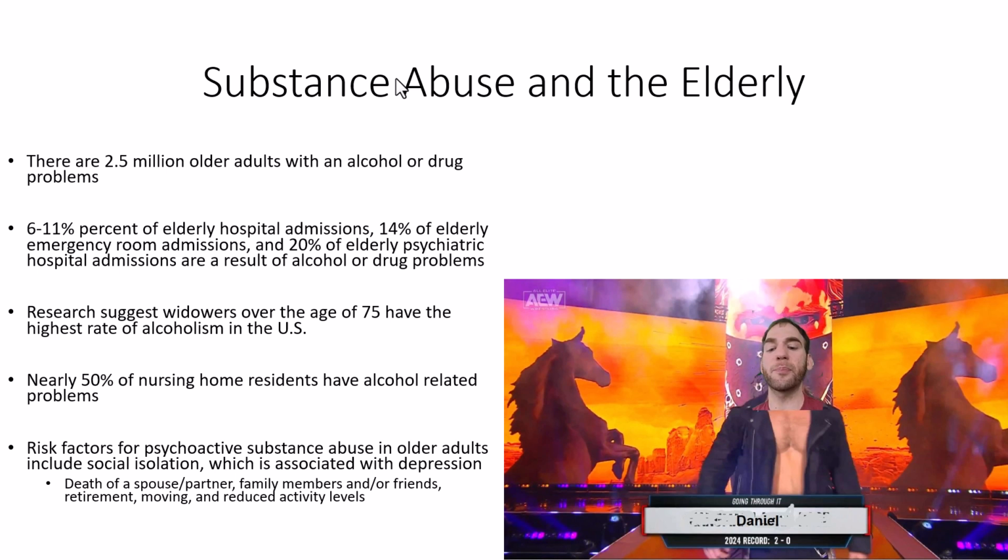Nearly 50% of nursing home residents have alcohol-related problems, according to some research. Risk factors for psychoactive substance abuse in elder adults include social isolation, which is associated with depression, death of a spouse, partner, family members or friends, retirement, moving, and reduced activity levels. These are thought to be associated with increased rates of heavy alcohol drinking or drug abuse overall. So here we see very high numbers according to some research.